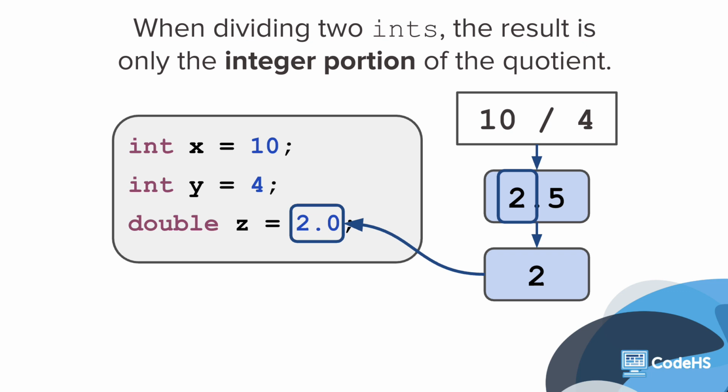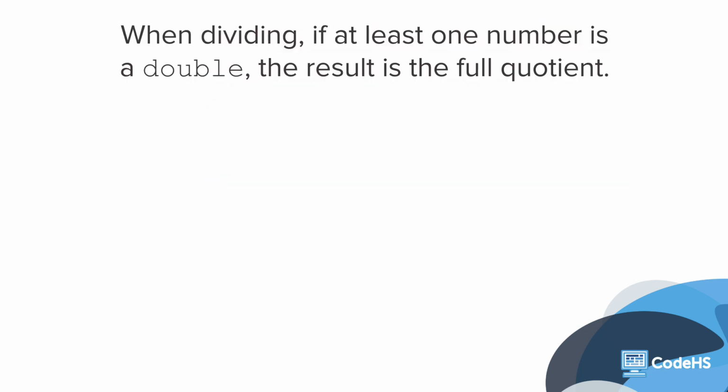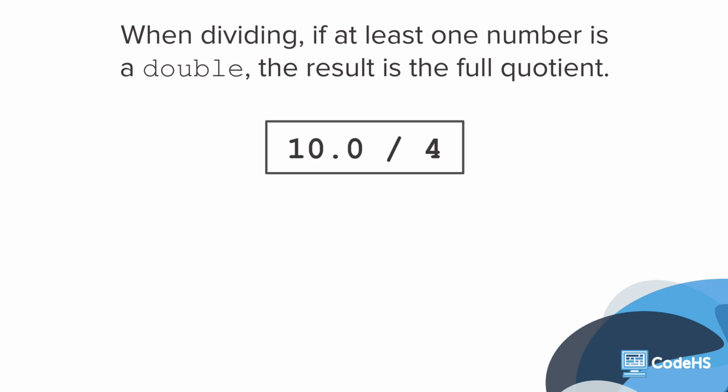When it comes to integer division, you may be wondering, what if you were doing a calculation where you need to be more precise? You may remember that when dividing, if at least one number is a double, the result is the full quotient, including the numbers to the right of the decimal. So, with this in mind, 10.0 divided by 4 would equal 2.5, because 10.0 is a double, meaning the result is the full quotient of 2.5, not just 2.